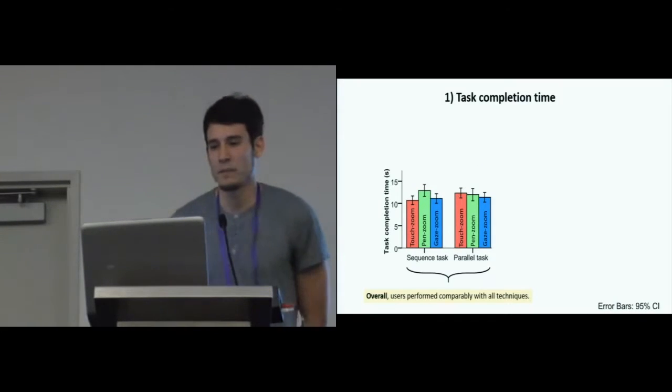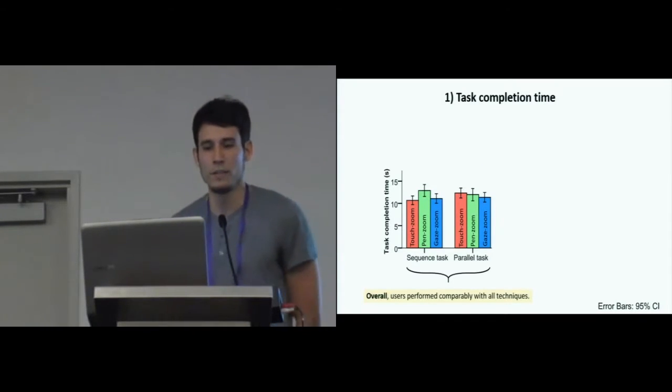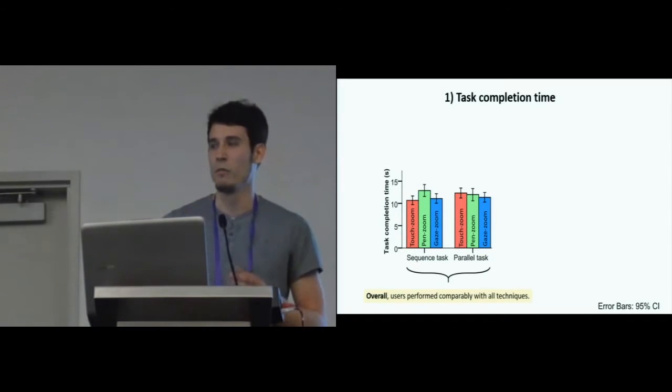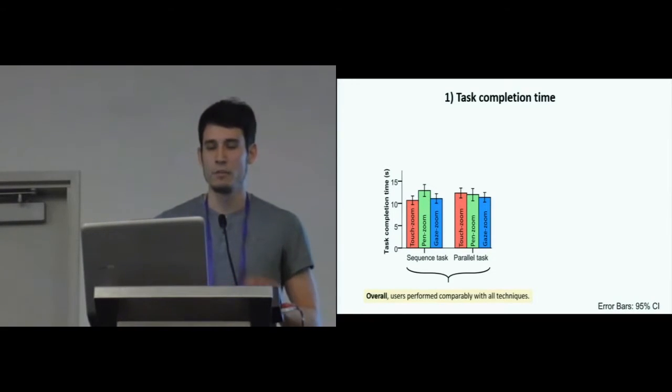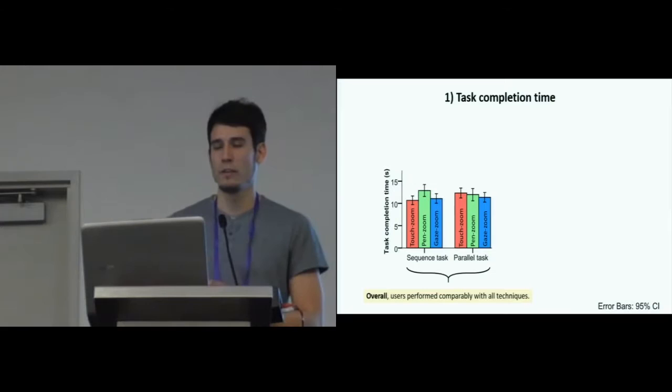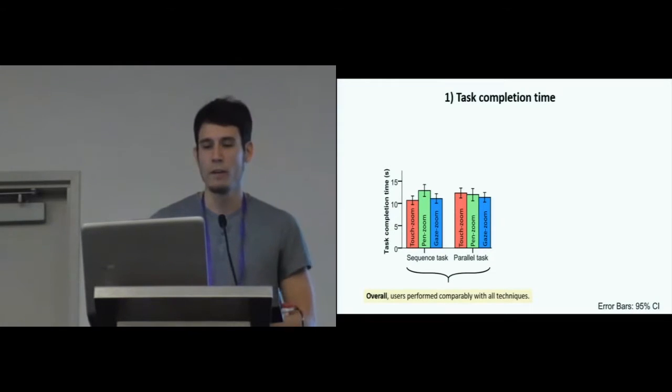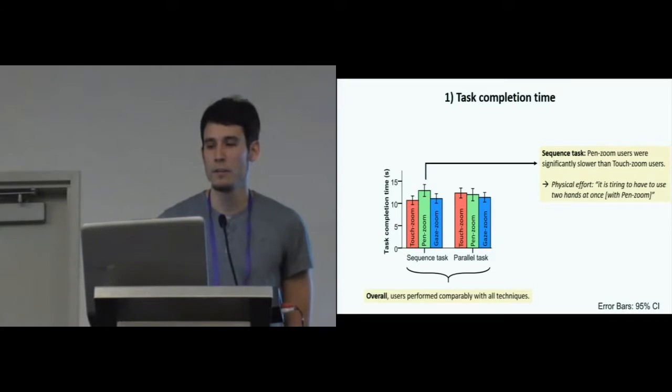And so these are the results on task completion time, and what we found is that overall users actually performed similar with all the techniques across both of the tasks, which means that the introduction of indirect input into a bimanual interaction context actually has no penalty, so users can still perform kind of similar. The only difference we found was in the sequence task. So here, using the pen zooming approach, users were significantly slower than the touch zooming approach.